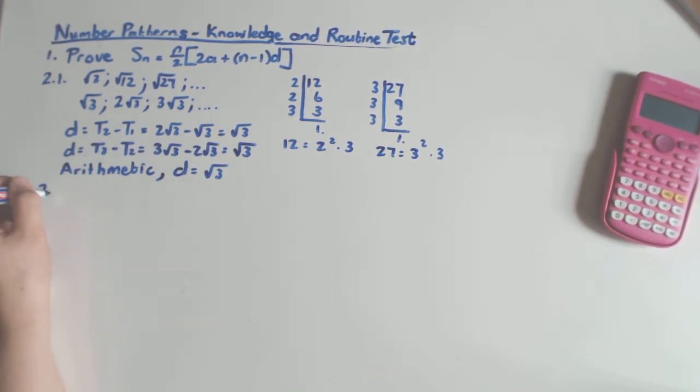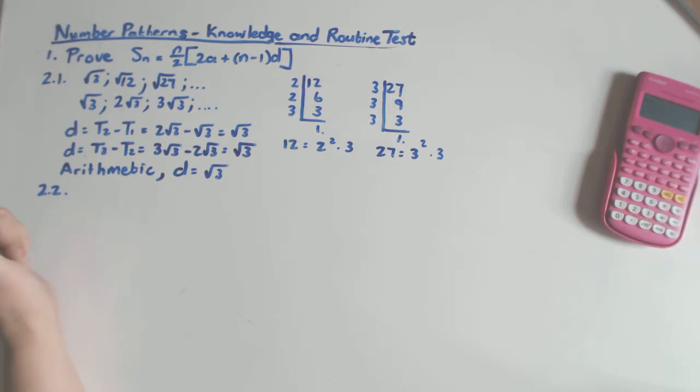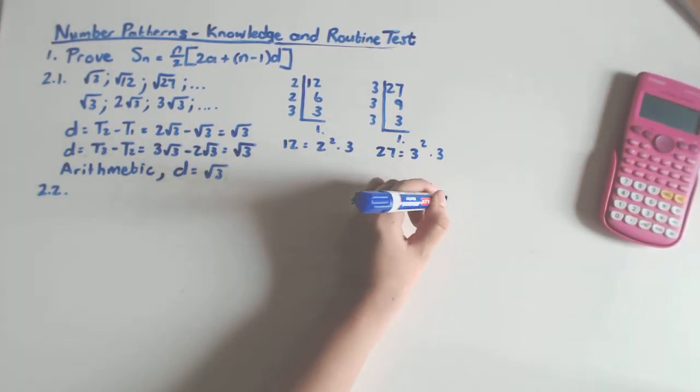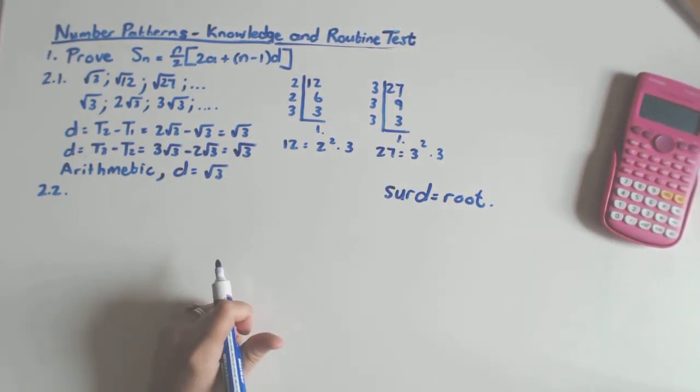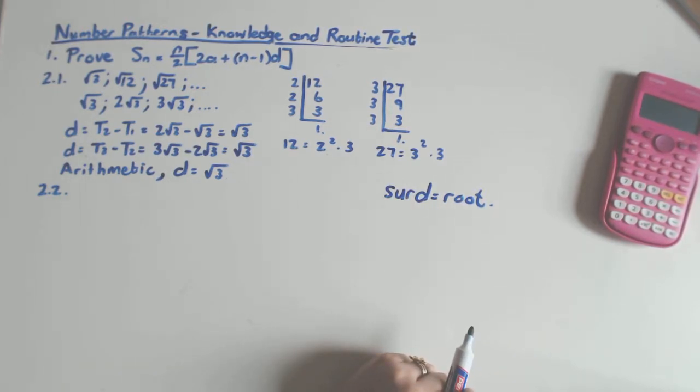Okay, question 2.2 says, use a formula to find the sum of the first 10 terms, leaving your answer in simplified surd form. Now, simplified surd form, it's a root form. Surd is also another word for root. It's spelled like this, which is also a root, just another word. So the fact that they say leave it in simplified surd form just actually tells me I'm going to have to work by hand and not by calculator.